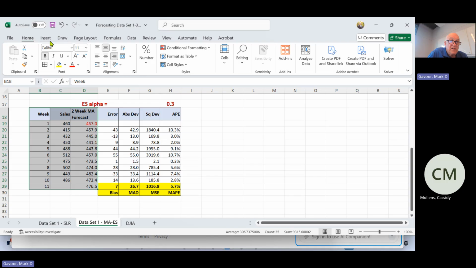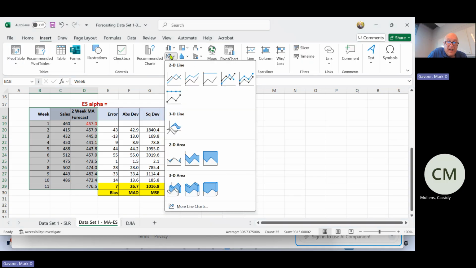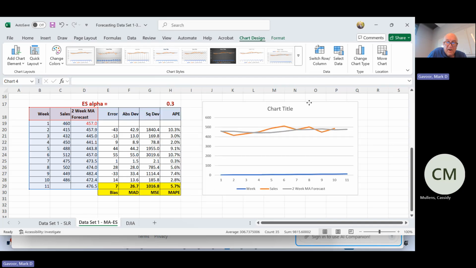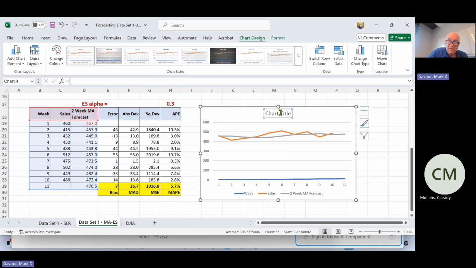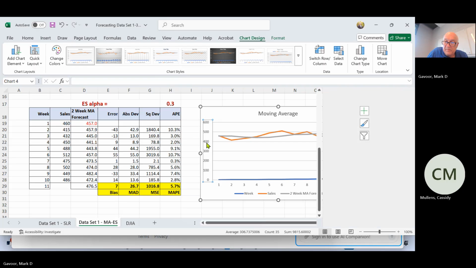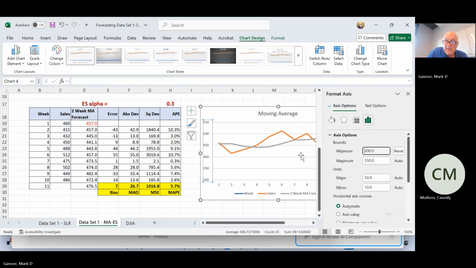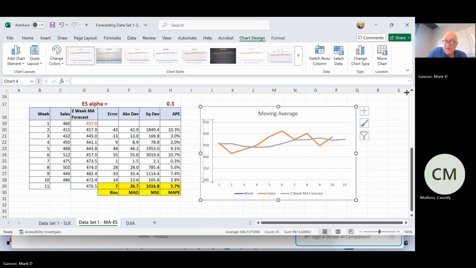And let's insert the line graph again over here. And this is moving average. Moving average. And let me change, let me make that 300 so we can exaggerate what it looks like. That's how the moving average looks.